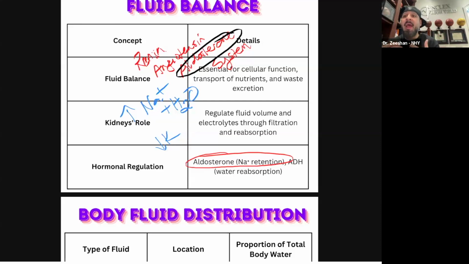So now, let's just say I have a tumor in the adrenals, in the portion that increases my aldosterone, what do I have? If I have a tumor, I'm going to get excess sodium because that tumor is going to produce aldosterone.